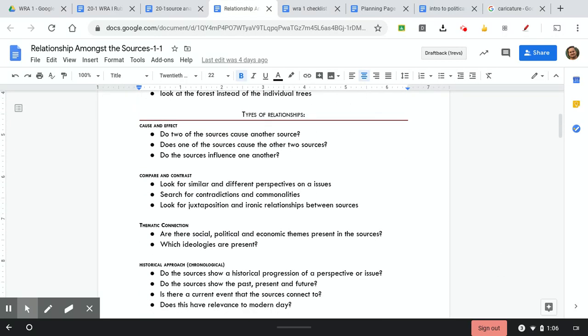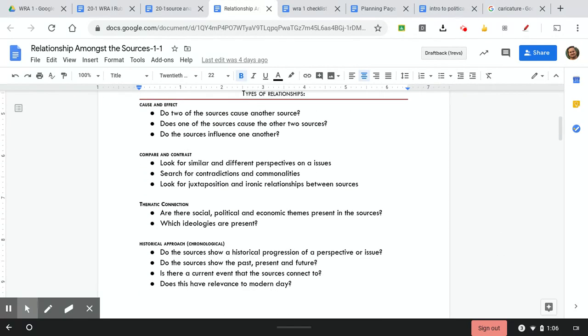We have several different types of relationships. What I want to stress first off, though, in this relationships paragraph, is that you are showing several different relationships. First off, you have source 1 and source 2. You must say the relationship between source 1 and source 2. Then you have source 1 and source 3. Source 2 and source 3. These are the 3 different relationships between the sources, and then all together.